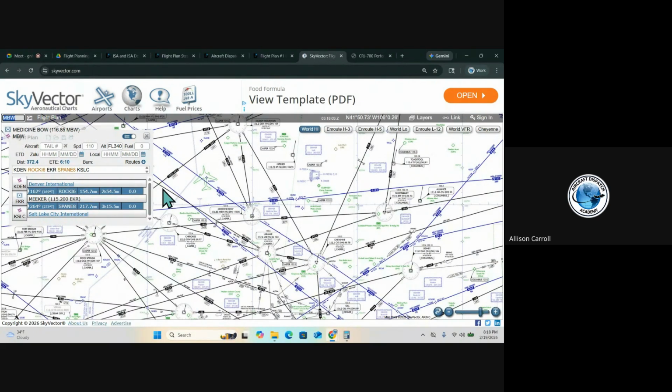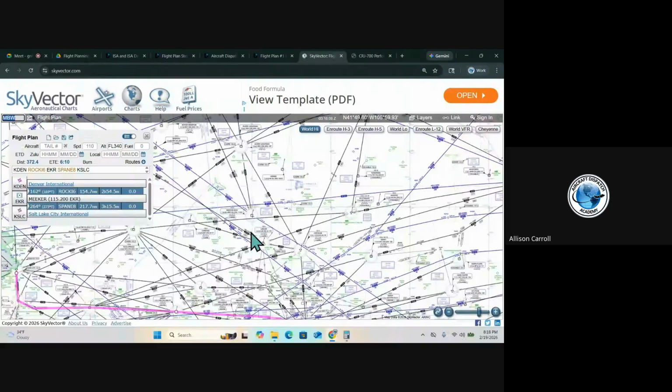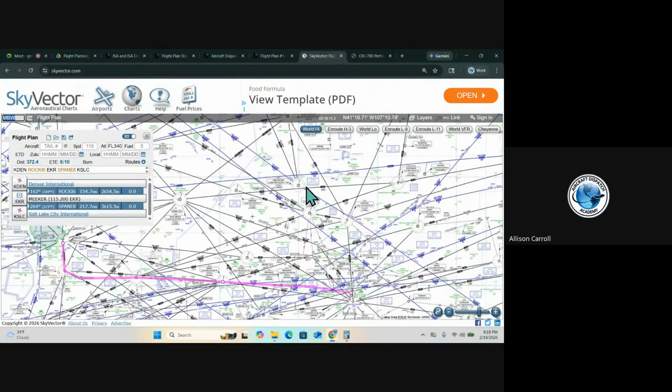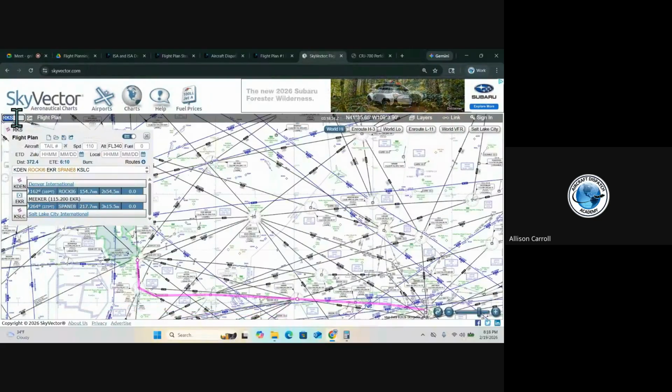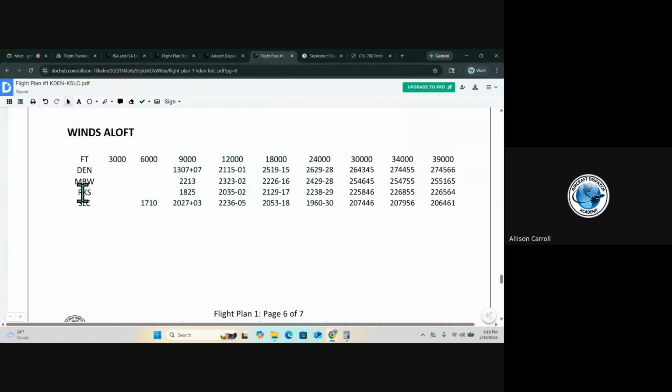I can't even see the pink line, right? When I zoom out just a little bit, there's my route. Medicine Bow is all the way over here. Well, that's not even close to my cruise portion over here. So now I'm going to find where Rock Springs is. Rock Springs is right here. Guess what? That makes a lot more sense to my cruise portion. It's going to give me a lot more accurate information. So Rock Springs is what I'm going to use.